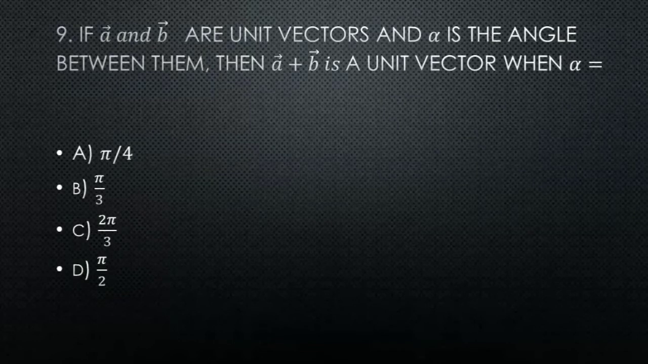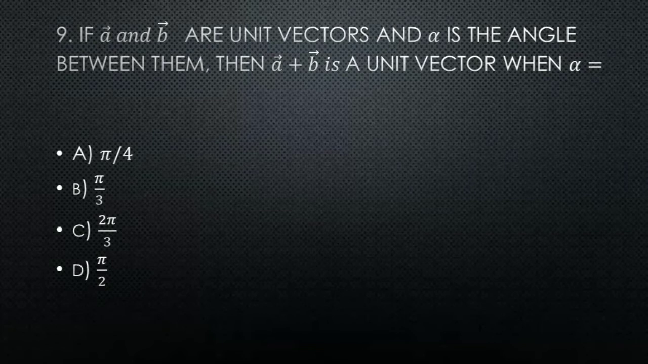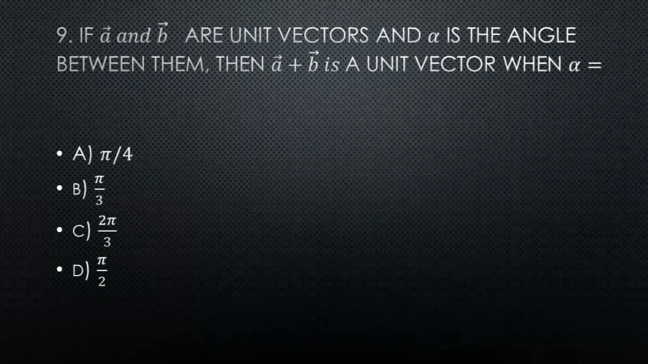See this. If A vector and B vector are unit vectors and alpha is the angle between them, then A vector plus B vector is a unit vector when the angle is equal to what? Now we have to show that A vector plus B vector should be a unit vector. Then what is the possible angle? Options are pi by 4, pi by 3, 2 pi by 3, pi by 2.